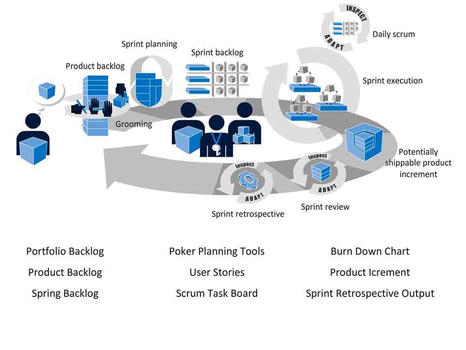So the product owner comes up with the product backlog and they continue grooming it throughout the process. Then there's the sprint planning, which leads to the sprint backlog. And during this sprint execution, the team produces output, which is a potentially shippable increment of the product, and which is demoed during the sprint review.